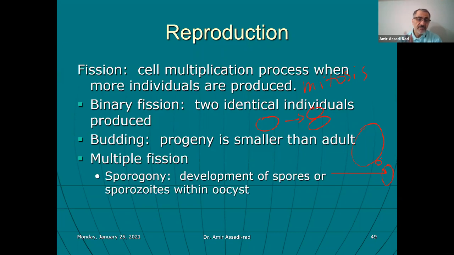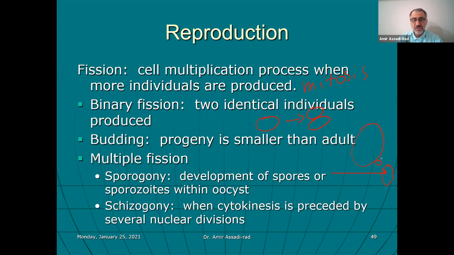Same, multiple fission. Then there are two types of multiple fission, sporogeny and schizogeny. I will give you the definition now, but when we get to malaria, I will elaborate on these two a little bit more. Sporogeny is the development of spores or sporozoites within the oocyst. Oocyst means when the microgamete and macrogamete come together, okay? Almost like human fertilization, sperm and egg come together. These guys, they don't call them sperm and egg, they call them macrogamete and microgamete. Macro means big, micro means small. So when the microgamete and macrogamete come together, they don't call it a zygote, they call it oocyst. Okay, it's different than cyst, and we'll discuss that.